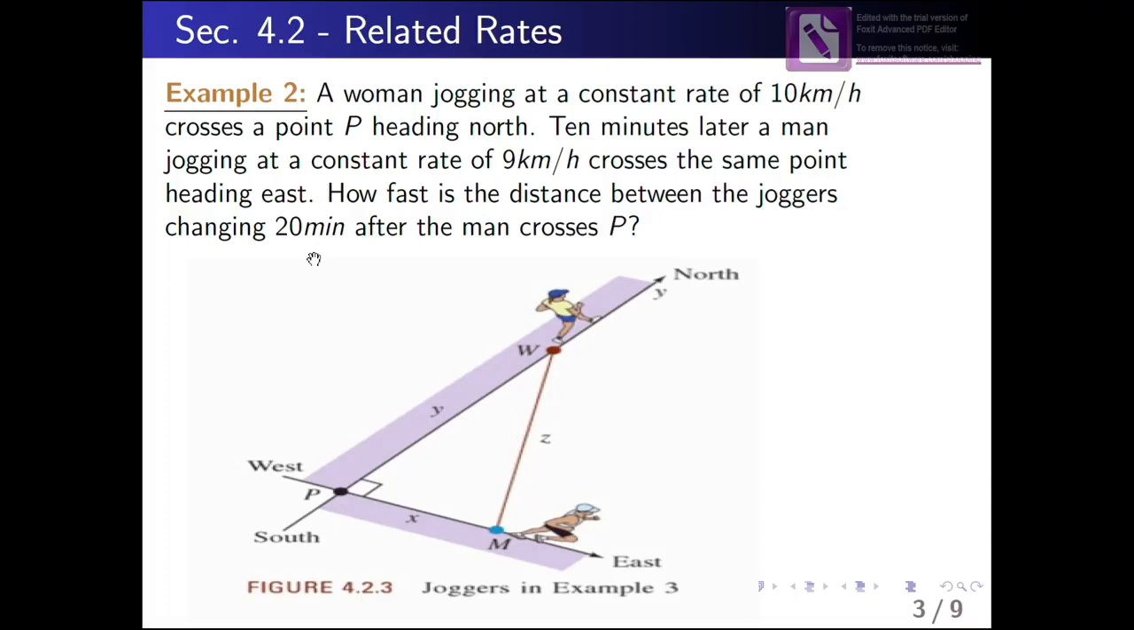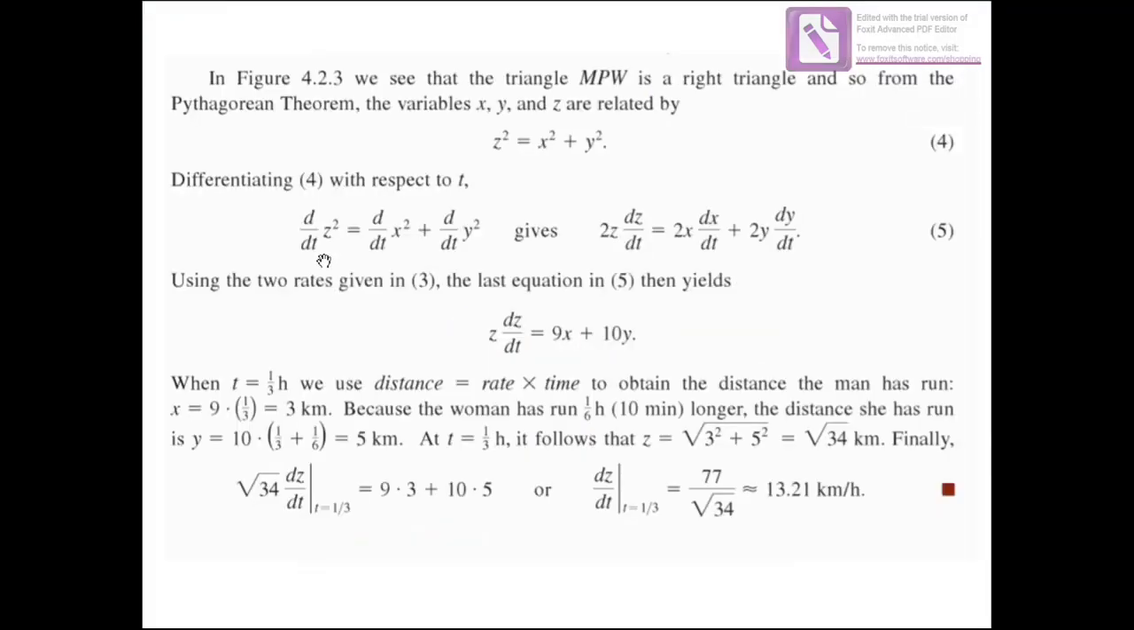So 20 minutes is 1 over 3 hour, which is a third of an hour. So 20 divided by 60 will be 1 over 3 hour. So when we find the distance for the man, since it is 20 minutes, it becomes 1 over 3 hour. So we use the relation distance is equal to rate multiplied by time to obtain the distance the man has run. So x is equal to the rate, which is 9, multiplied by t, which is 1 over 3. This will give us 3 kilometers. So the distance the man ran is 3 kilometers.